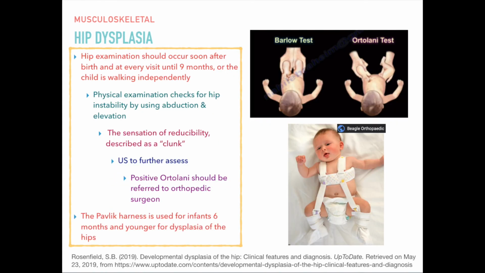Screening for hip dysplasia is going to be really important in examining our infants. It should occur soon after birth and then at every visit until they're 9 months old or until the child is walking independently. Checking for instability by using abduction and elevation, also known as the Barlow and Ortolani test. If there is a sensation of reducibility or if you feel like a clunk sensation that requires further workup, you would get an ultrasound to further assess that. And then there's something called the Pavlik harness, which is used for infants 6 months and younger, and that's to help correct the hip dysplasia.